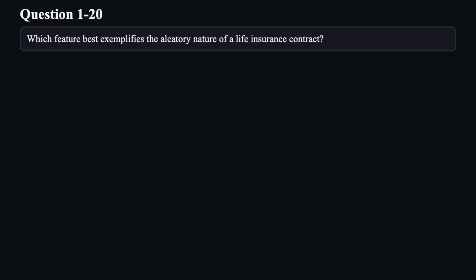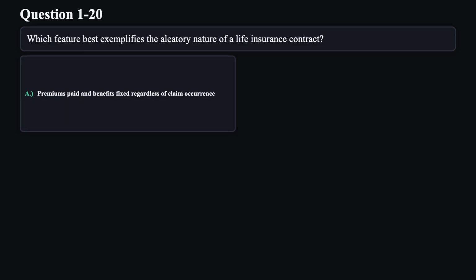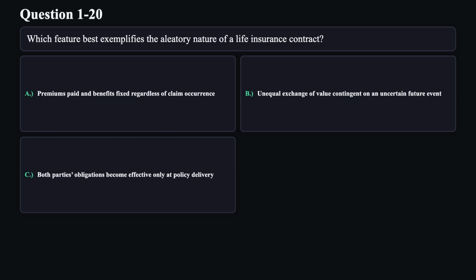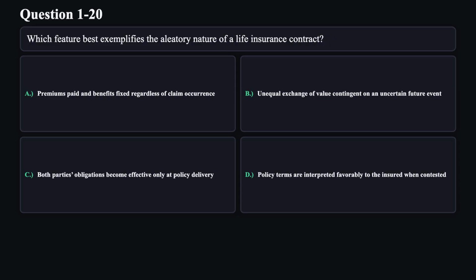Question 20. Which feature best exemplifies the aleatory nature of a life insurance contract? A. Premiums paid and benefits fixed, regardless of claim occurrence. B. Unequal exchange of value contingent on an uncertain future event. C. Both parties' obligations become effective only at policy delivery. D. Policy terms are interpreted favorably to the insured when contested.